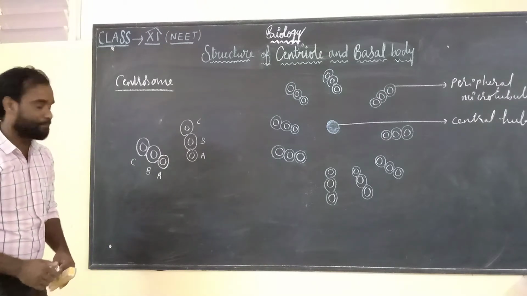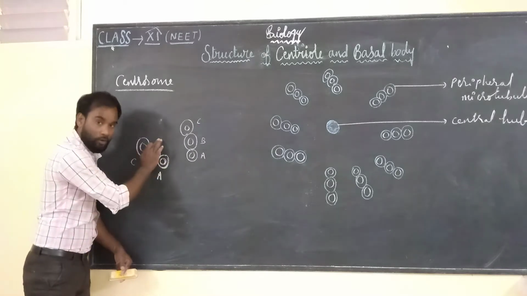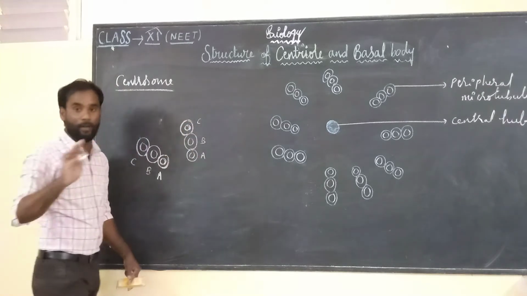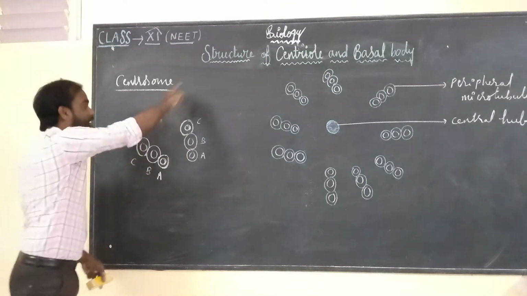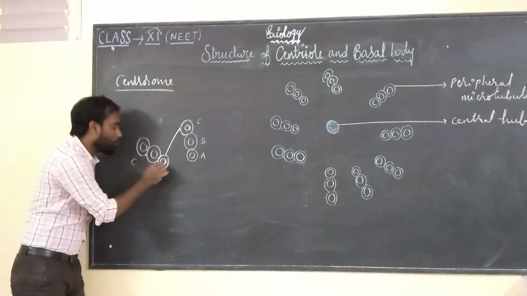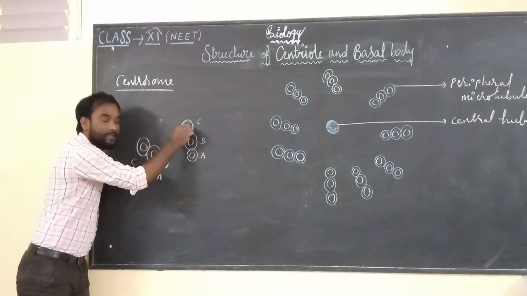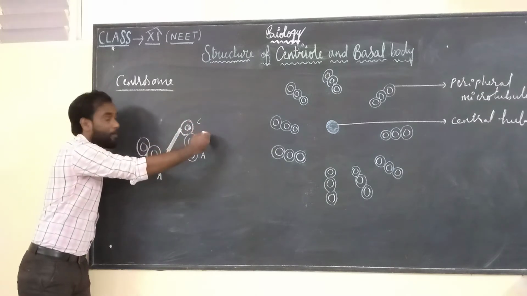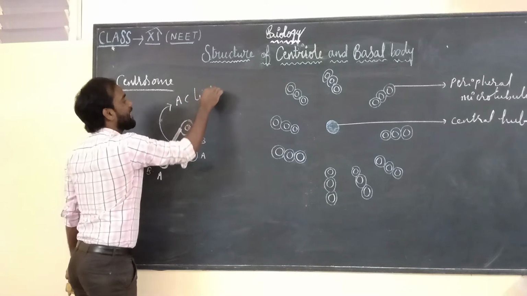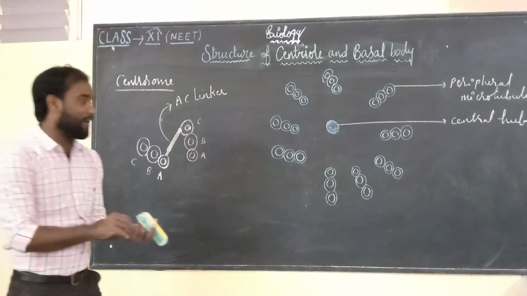Here also, one peripheral microtubule, A submicrotubule, B submicrotubule, C submicrotubule. Now what I am saying is, the A submicrotubule of one peripheral microtubule is connected to the C submicrotubule of another peripheral microtubule in clockwise direction. In this direction, not in this direction. Like this. This is called AC linker. In clockwise direction, they will be connected.